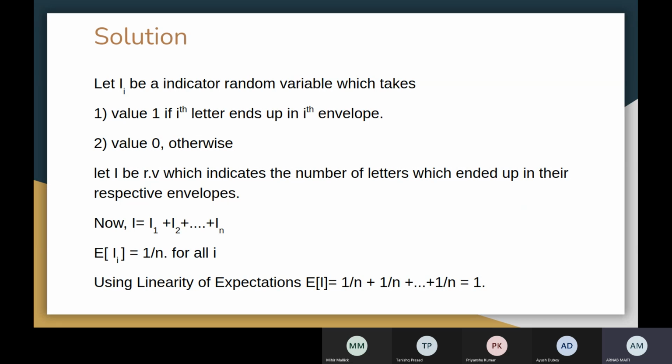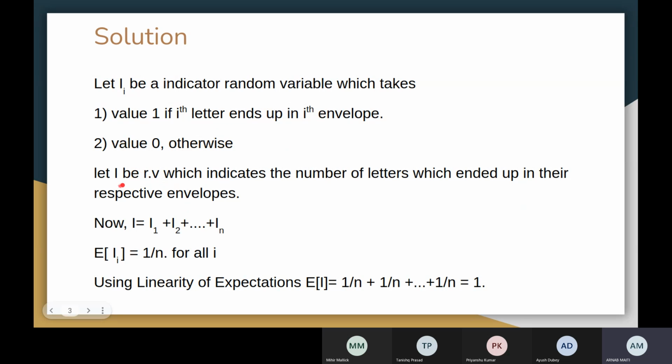So this is how we'll do it. Now what we can do is create a random variable I subscript i. If the ith letter is in the ith envelope, it will take the value 1. Otherwise, that random variable will take a value of 0. If a random variable takes the value either 1 or 0, we call it an indicator random variable. But no need of knowing that. This is how I subscript i is defined.